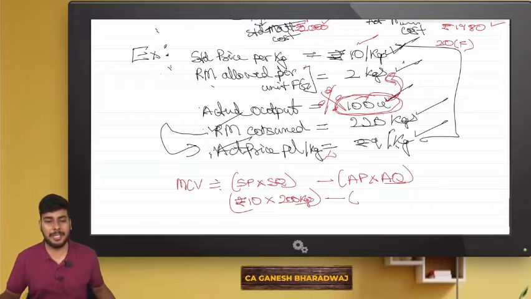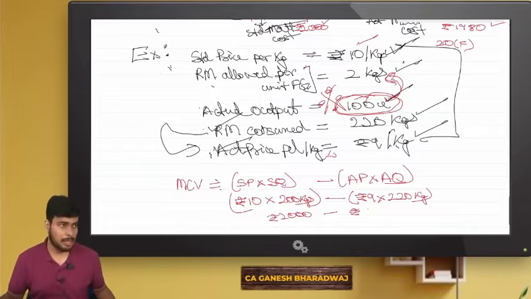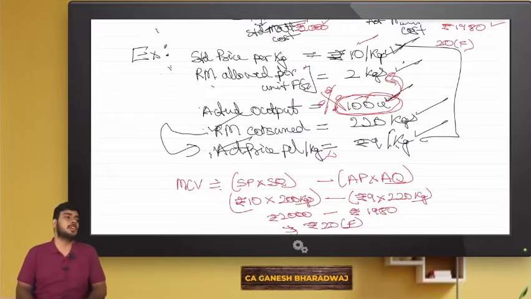Minus actual price is how much? I paid 9 rupees for every kg that I bought. But how many kgs I bought? 220 kgs. So now this is nothing but rupees 2000 minus rupees how much? 1980. So that gives me a favorable variance of rupees 20. Correct or not?